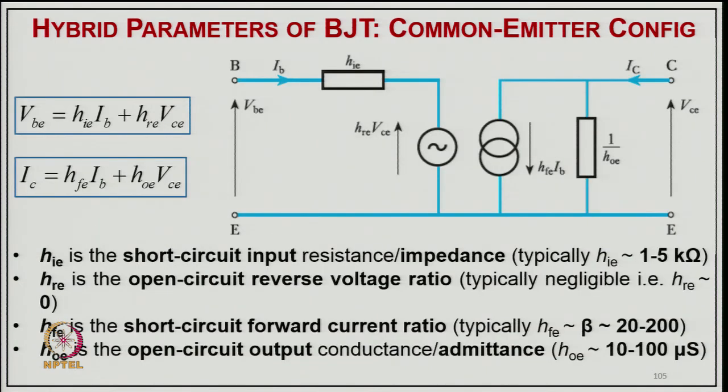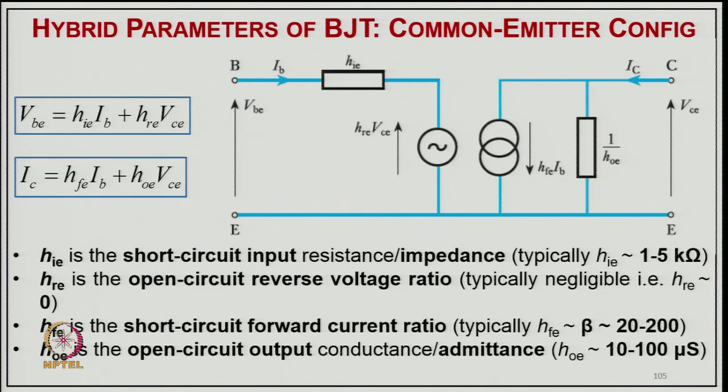So, from this equivalent circuit in h-parameters of the BJT, we can say VBE will be hie times IB plus hre times VCE, and typically the output current I2 or IC will be hfe times IB plus hoe times VCE. This term is the impedance. Multiplying it gives a current, so that becomes the admittance, and this is the impedance. These are the two equations for the input voltage and output current.